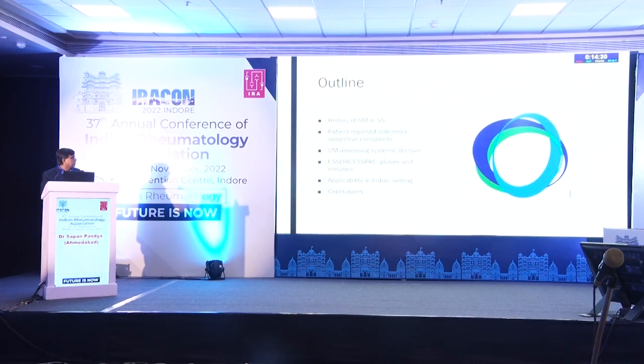This is the outline of my talk: history of outcome measures, patient-reported outcomes, subjective complaints, what are the domains. SDI and SPRI are going to be the focus, and applicability in the Indian setting. This is the OMERACT symbol, the Outcome Measures in Rheumatoid Arthritis Clinical Trials organization.